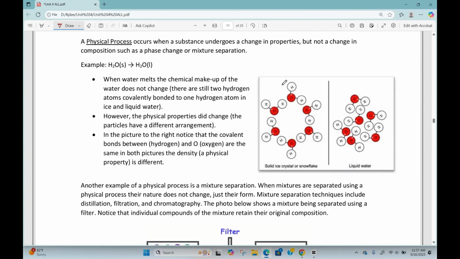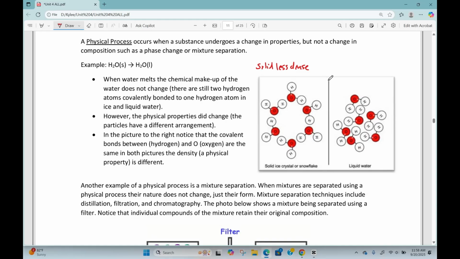In the picture to the right, we have solid ice crystals or a snowflake, and I can tell that this is solid water because of the way it's spaced out. Water is one of the only solid particles that is less dense than its liquid. That's why ice will float, but most solids are more dense than their liquid forms. So again, this would be considered a physical change because I still have one oxygen, two H's. There's no change in composition as I move from the left to the right. So that's an example of a physical process.